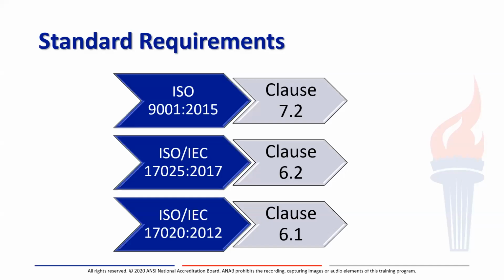The final standard requirements we will review are those for ISO IEC 17020:2012 for inspection bodies. The requirements for competence are contained in Clause 6.1 of this standard. The inspection body must define and document competence requirements for all personnel involved in inspection activities. Again, these include requirements for education, training, technical knowledge, skills, and experience.